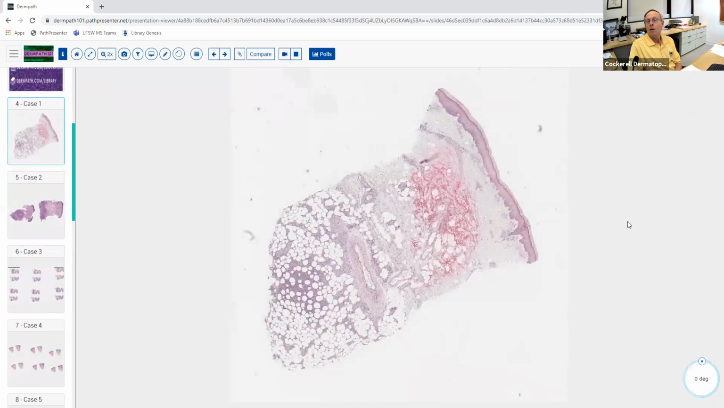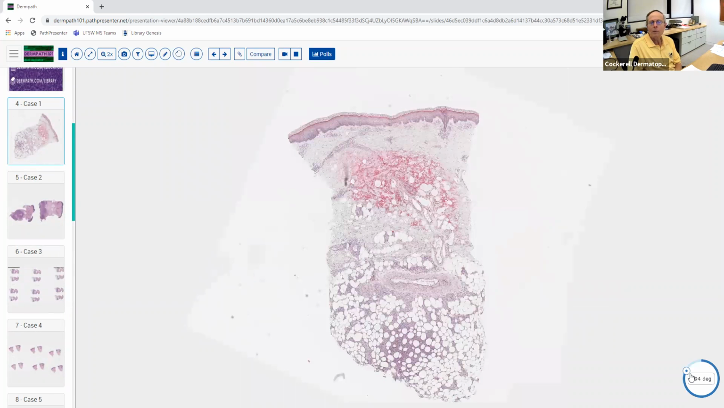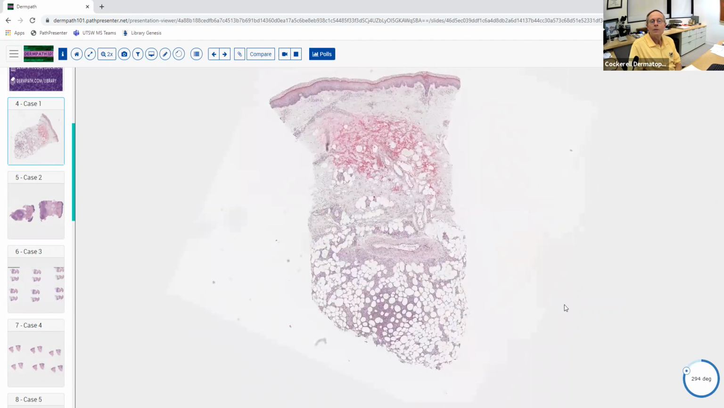I think we'll get started. So we've got 10 cases to go through this morning, but I think we've been allocated an hour for this. So, good biopsy here. Who wants to give this one a go?